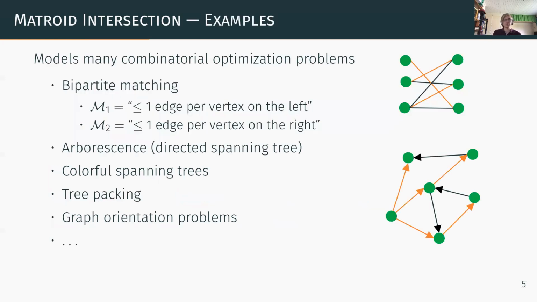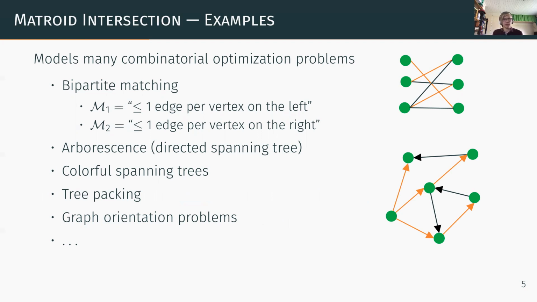So let's look at some examples of matroid intersection. Matroid intersection models many combinatorial optimization problems, among them being bipartite matching, finding arborescences or directed spanning trees, finding colorful spanning trees, tree packing, and some graph orientation problems, and more problems as well.